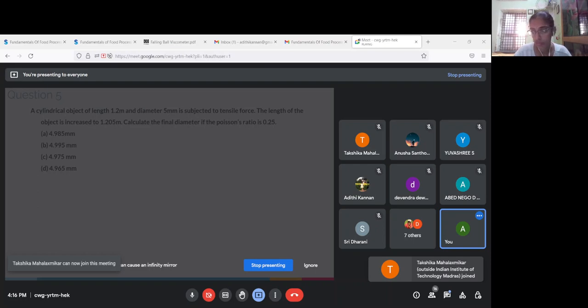So the length is already given, 1.2 meter, and the length of the object is increased to 1.205. From that we can calculate the transverse strain, sorry, axial strain. Correct. So do you know the exact formula for how do you calculate strain? What is strain? Delta L by L. Correct. So axial strain is delta L by L and transverse strain is delta D by D, because there's a decrease in diameter. So you'll use the same equation that you explained right now.